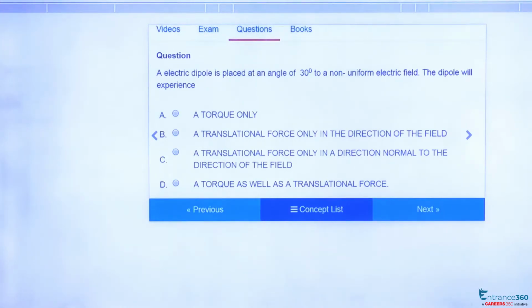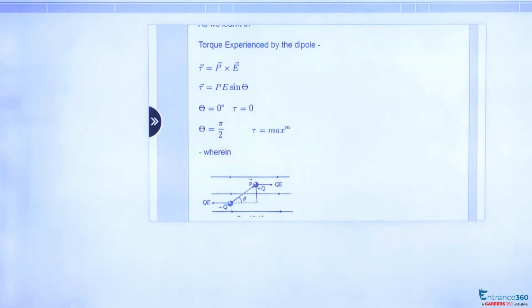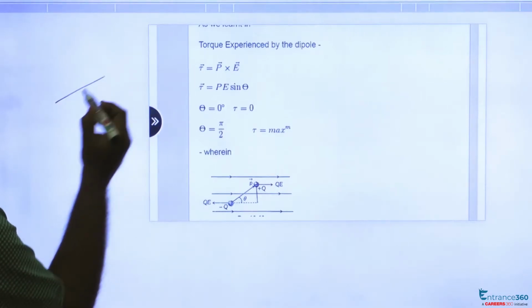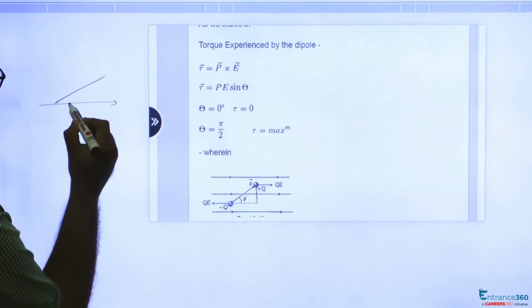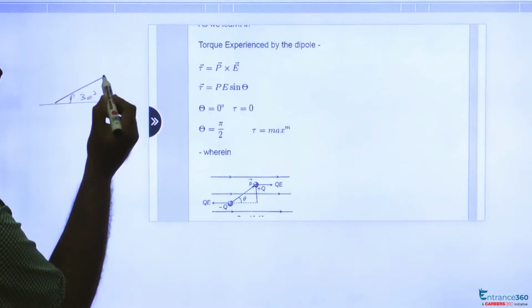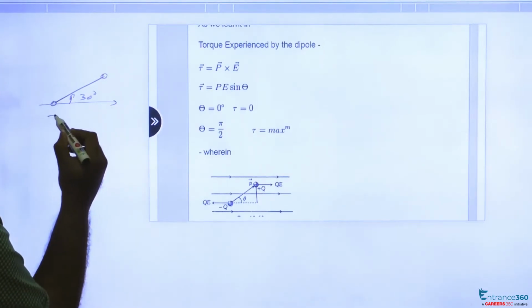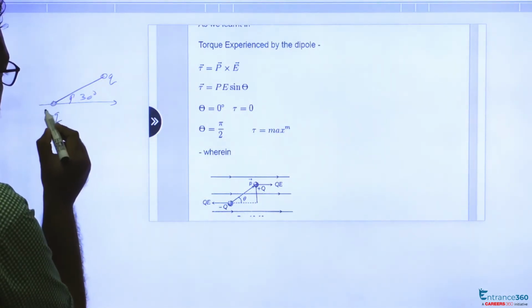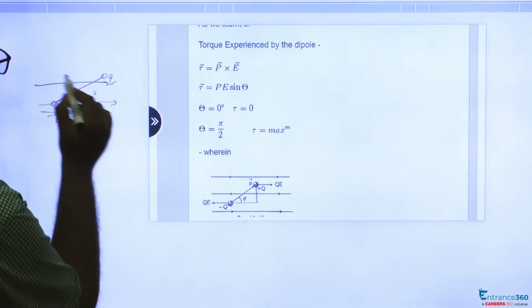We can use the concept of torque due to a dipole here. We know that the torque experienced by a dipole is equal to P cross E, or P E sin theta. Now we are given a dipole which is placed at an angle of 30 degrees in a non-uniform electric field.